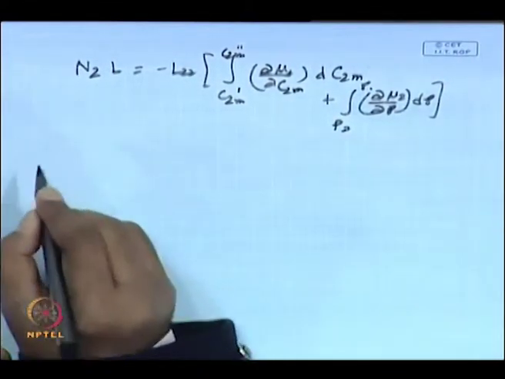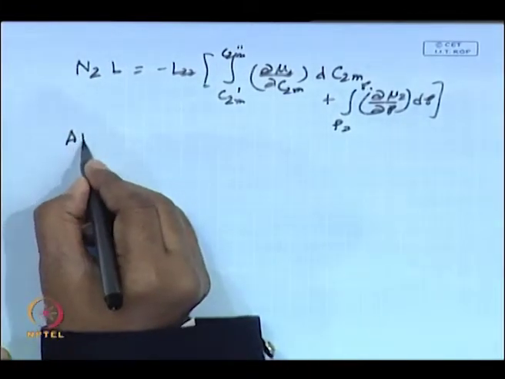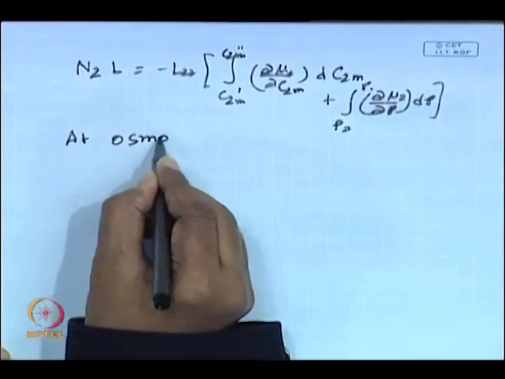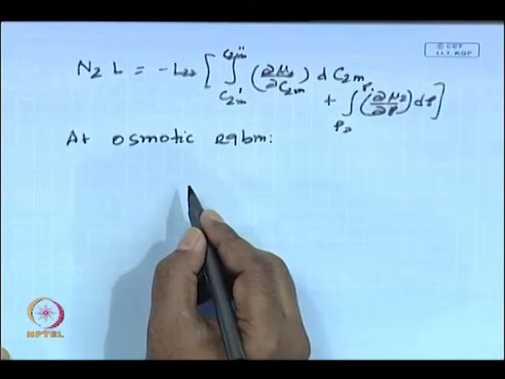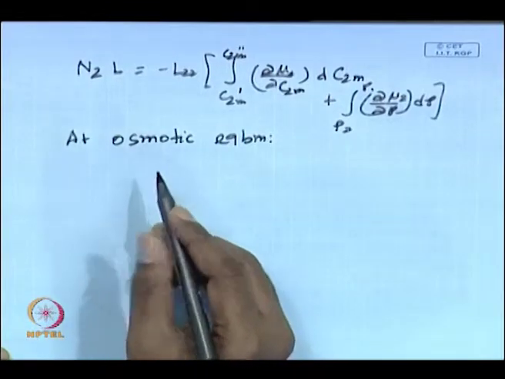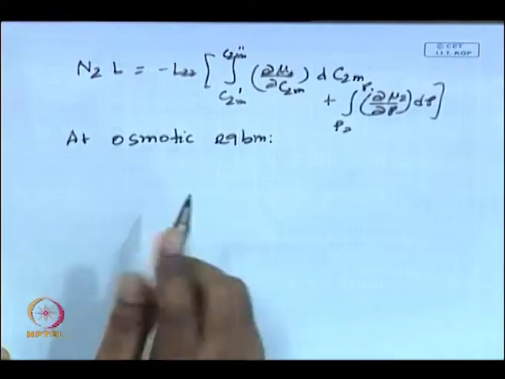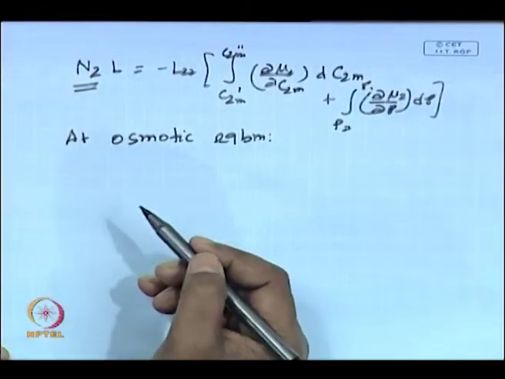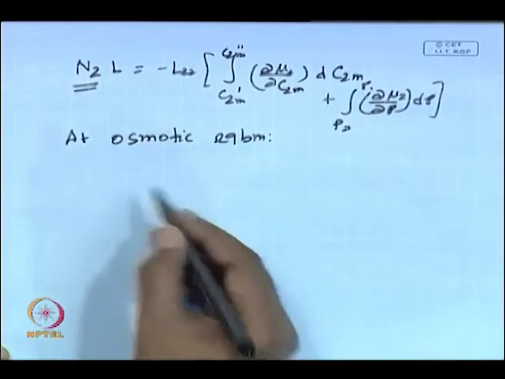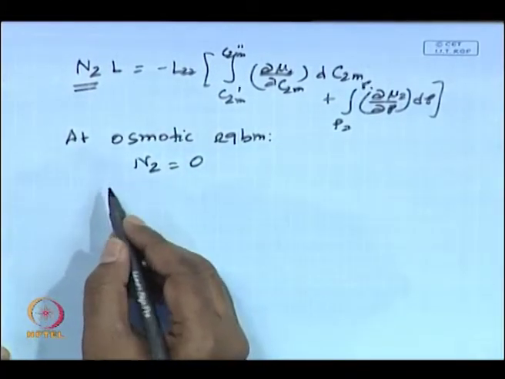Now let us look into some of the relationships. At osmotic equilibrium, what happens? At osmotic equilibrium, we have found out that the solvent will not be permeating from the feed side to the solution side. That means the solvent flux will be equal to 0 because it is at equilibrium. The solute is not allowed to pass at all. So, what does that give?